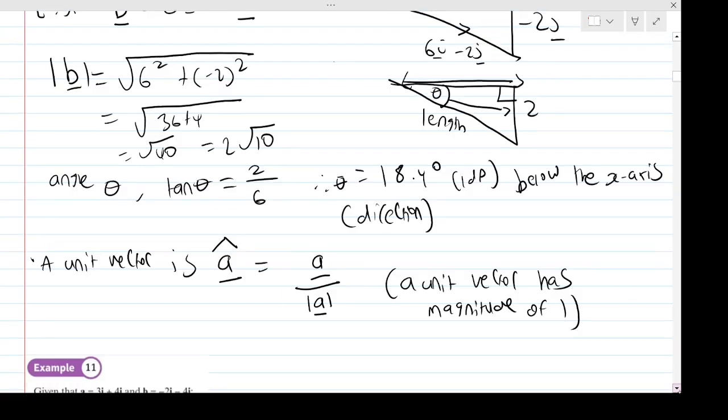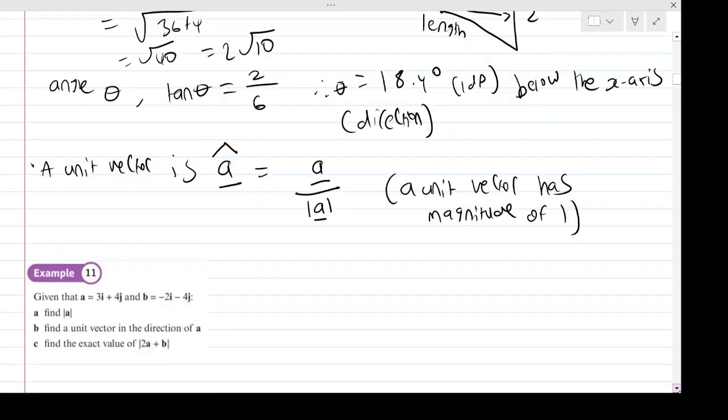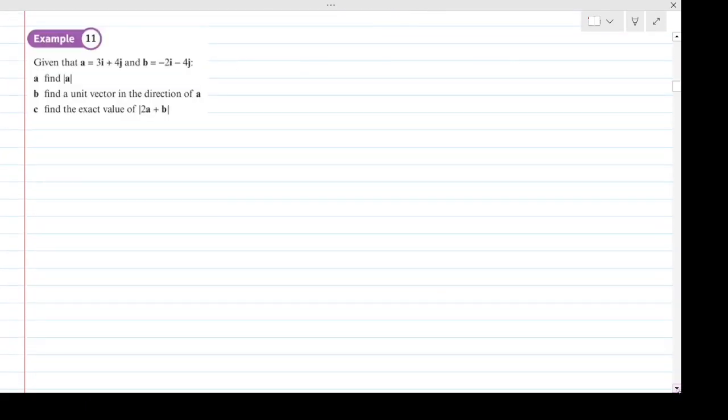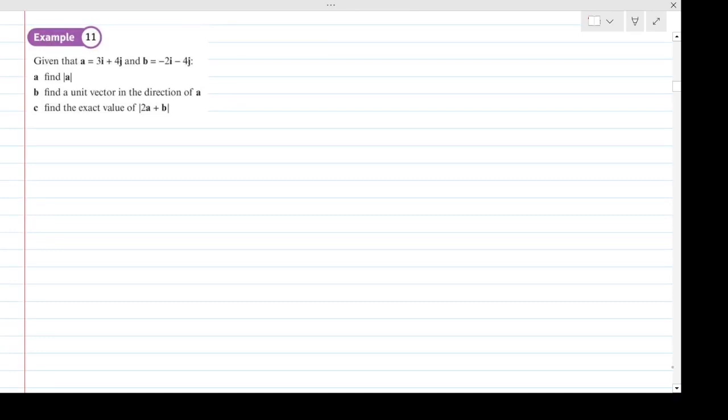Okay, so talking of examples then, let's have a look at this one. In this example, we are given that the vector A is 3i and 4j, and the vector B is minus 2i minus 4j. First of all, it wants me to find this double line of A. So you should know, as we looked at it, it's asking for the magnitude or the length of A.